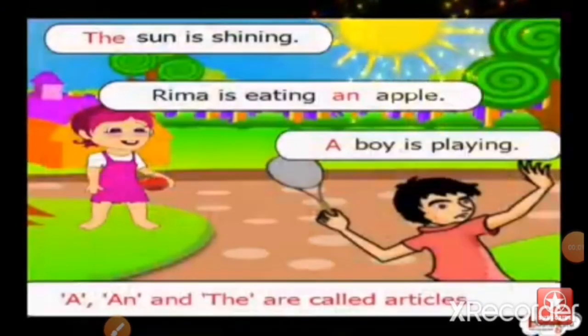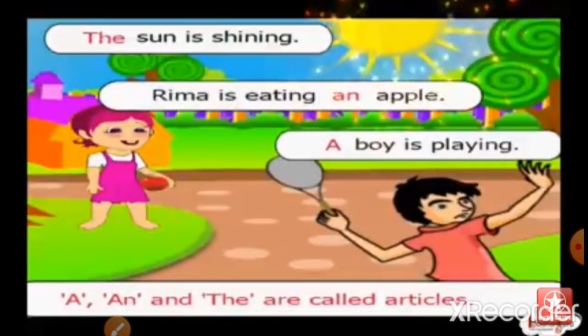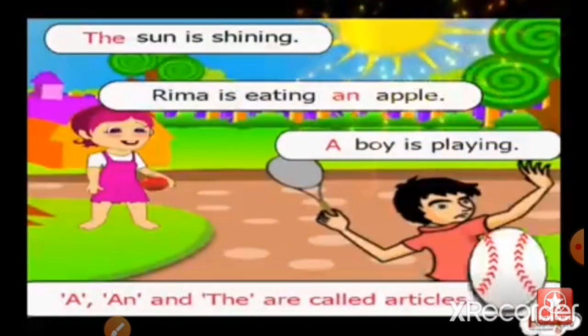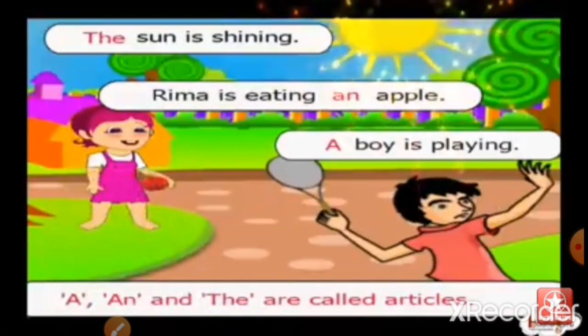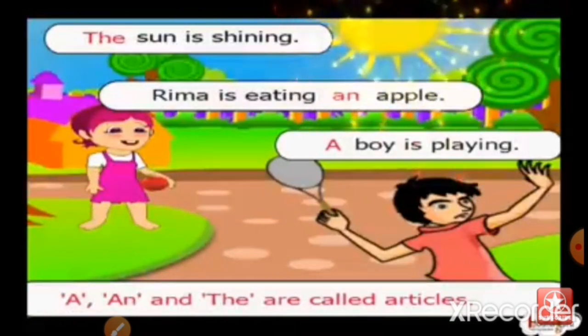Today we will learn articles. So let us look here. The sun is shining. Rima is eating an apple. A boy is playing. These different words that are red in color are called articles.